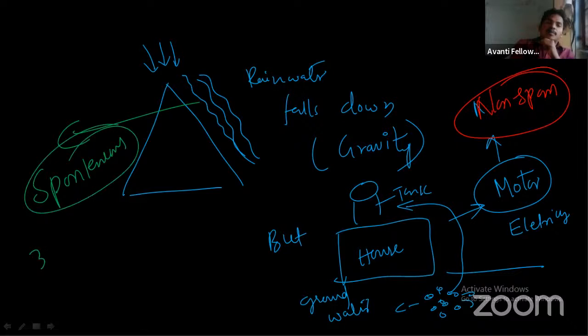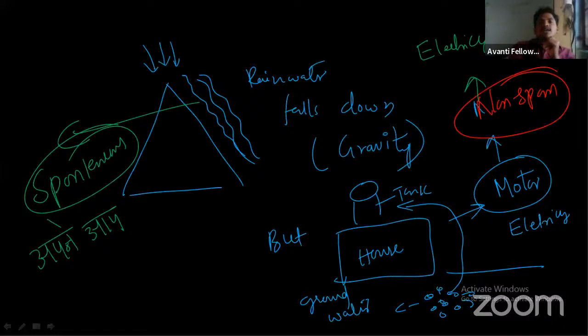मतलब अपने आप पानी नीचे आएगा. नॉन स्पॉन्टेनियस मतलब इलेक्ट्रिसिटी का जरूरत है. ठीक है, तो सभी को समझ में आया द डिफरेंस बिटवीन नॉन स्पॉन्टेनियस एंड स्पॉन्टेनियस? The difference between non-spontaneous and spontaneous. How many of you understand this one? Please do tell me in the chat box. Clear? Is it clear?